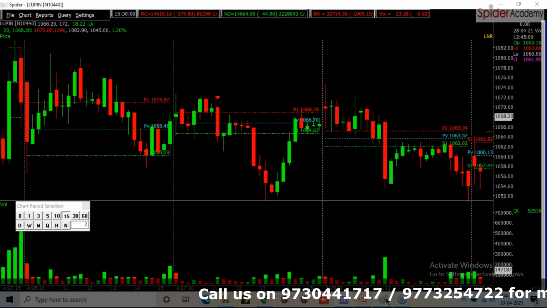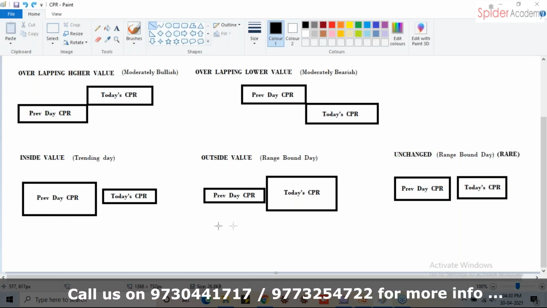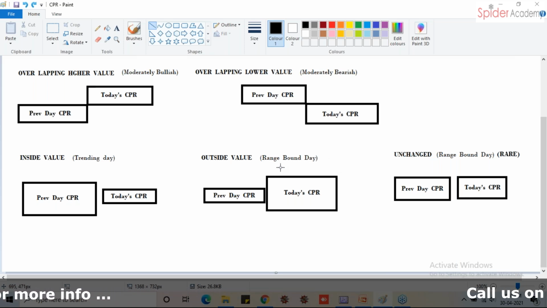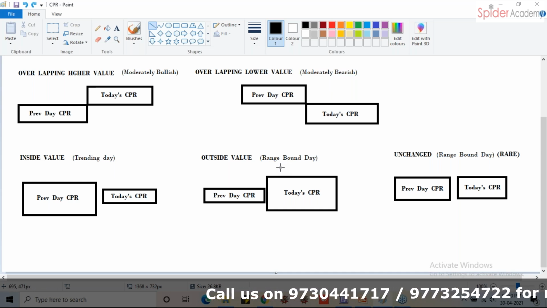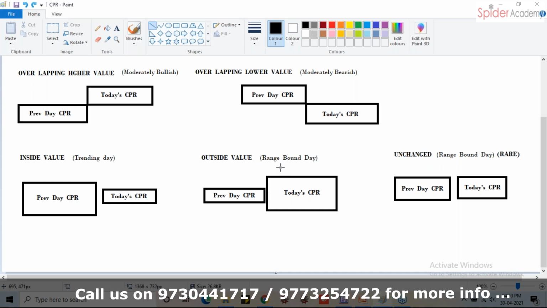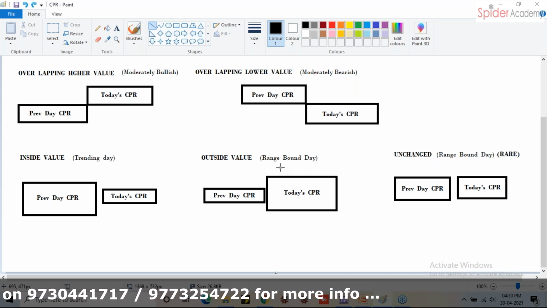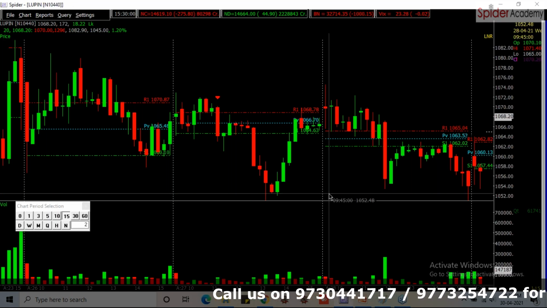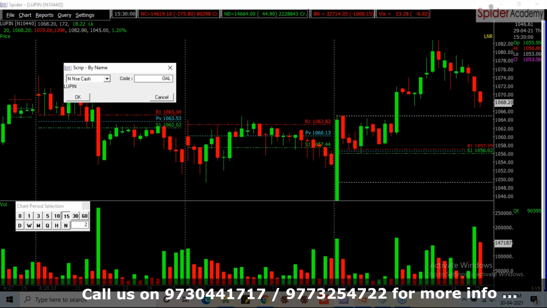I have also tracked some examples from outside value. According to outside value, it says that it is actually a range bound day, but you can even take these outside value CPR levels for taking trades. Even on this day we are having some momentum. So for that reason I will show you some examples from today. I will change to Coal India.